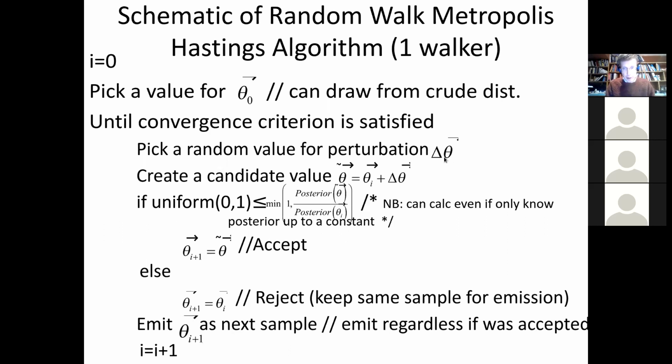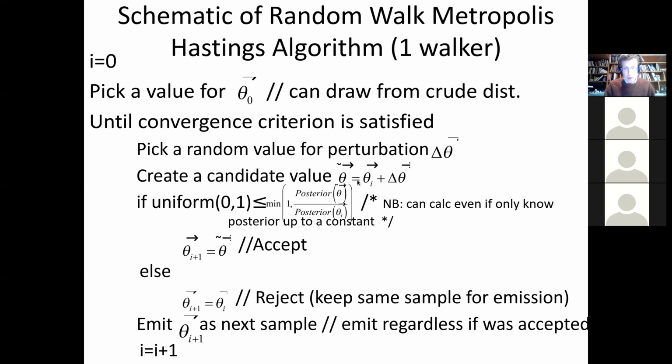So we don't want a perturbation that's too far, because we're going to have a low acceptance rate. The posterior distribution for the candidate may be very low compared to now, and we're very unlikely to accept the candidate. This value will be very small. The minimum of 1 and that value will be small, and therefore the uniform distribution draw from uniform 0 to 1 is unlikely to be less than it.